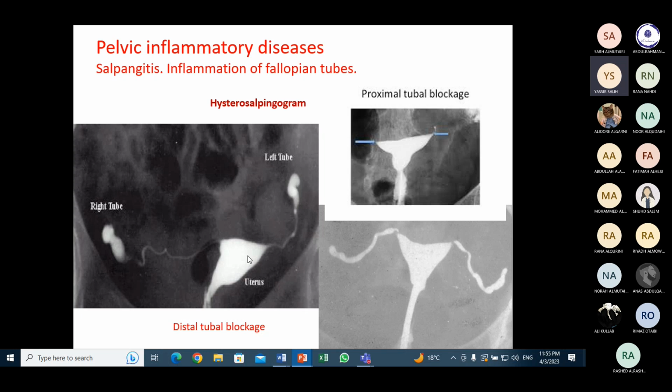And in this one, you can see the contrast within the uterus, normally opacified uterine cavity by contrast, no filling defect, with normal uterine cavity configuration. You can see the proximal part of the fallopian tube, and the distal part is dilated. There is no, what did we call it, there is no what on this side.